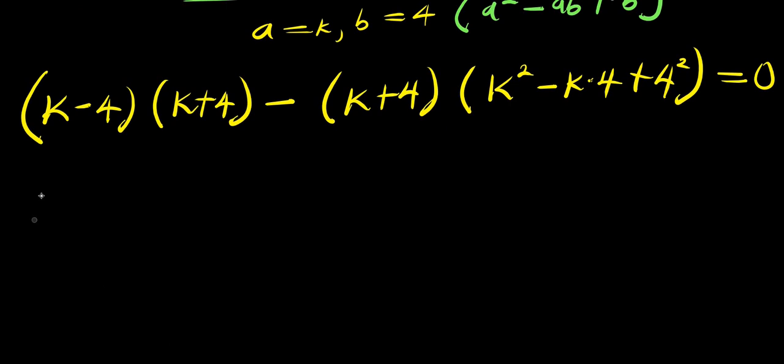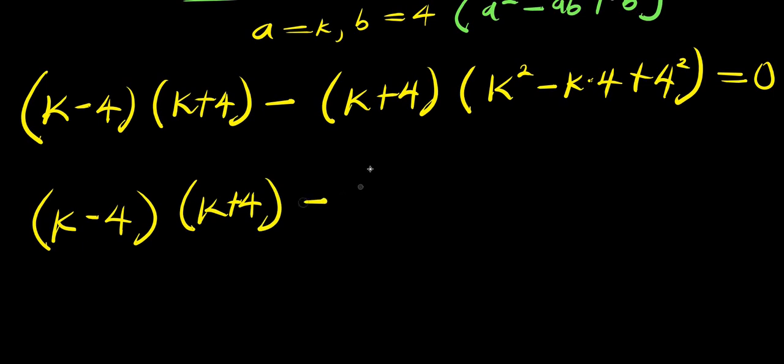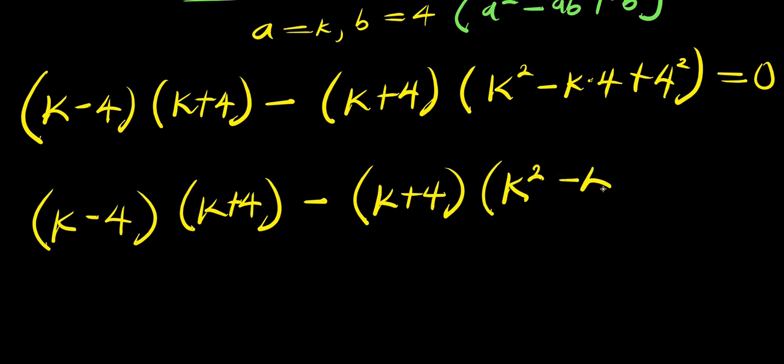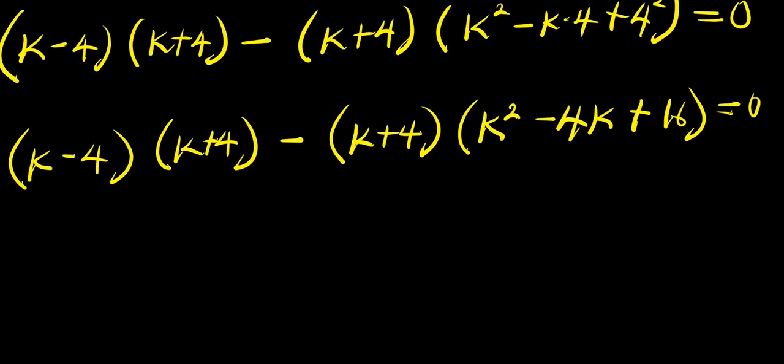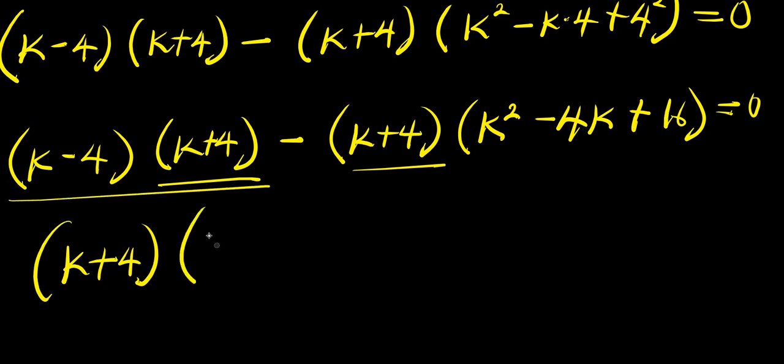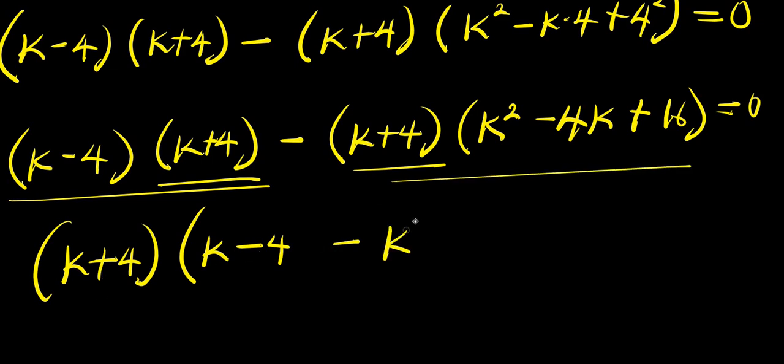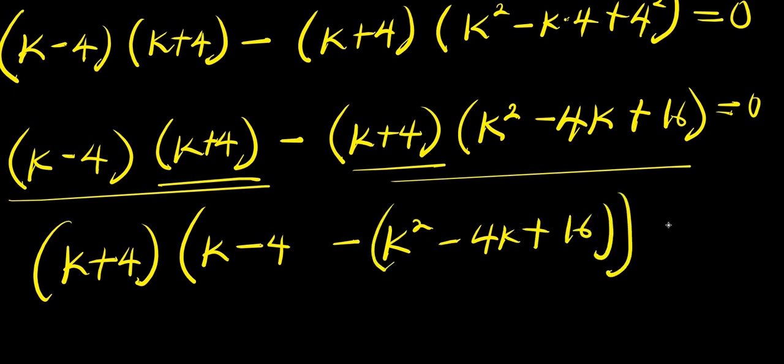So from here, I have k minus 4 times k plus 4 minus this is k plus 4 times k squared minus 4k plus 4 squared, that is 16, equals 0. So from here, what I can do will be to factor out k plus 4, which is common. I have k plus 4 times this divides k plus 4. I have k minus 4 minus this divides k plus 4. I have k squared minus 4k plus 16, and everything here equals 0.